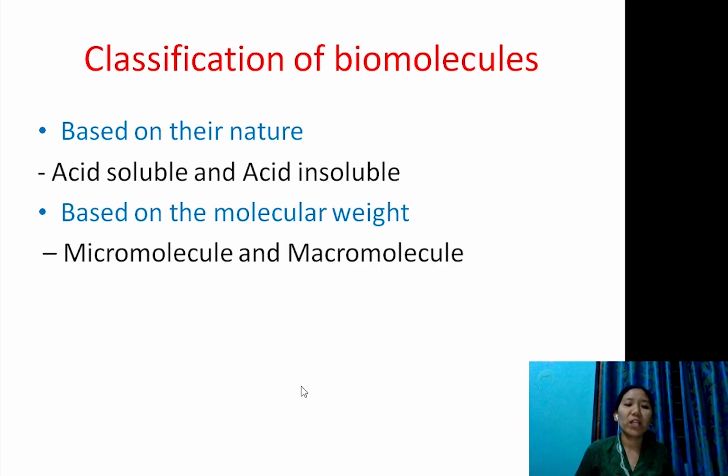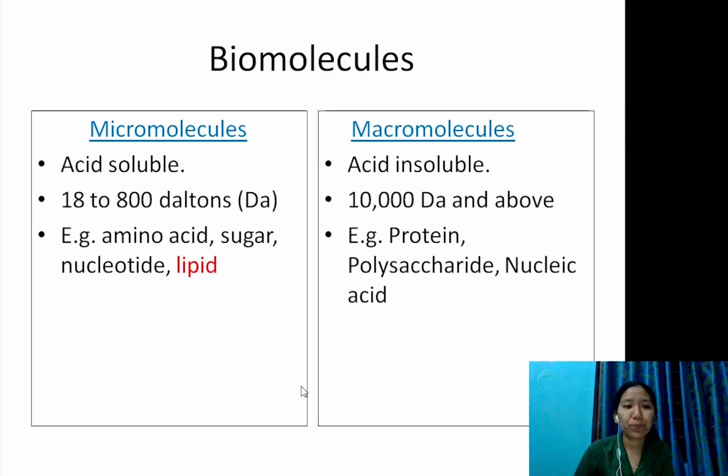Okay, so the first one is based on the nature of their solubility in acid, whether they are soluble in acid or insoluble in acid. So, acid solubles and acid insolubles. Another criterion is the molecular weight, whether they have a high molecular weight or a low molecular weight. Based on that, we have micromolecules and macromolecules. So let us look at some differences between micromolecules and macromolecules here.